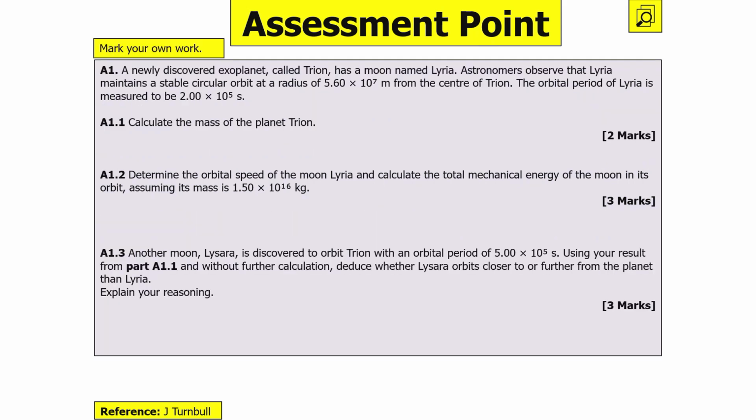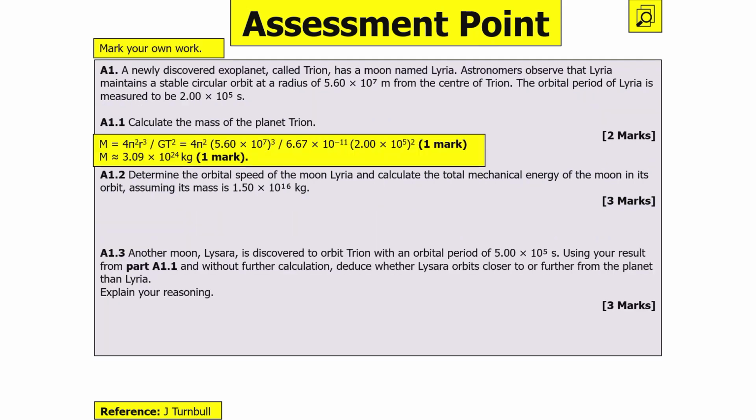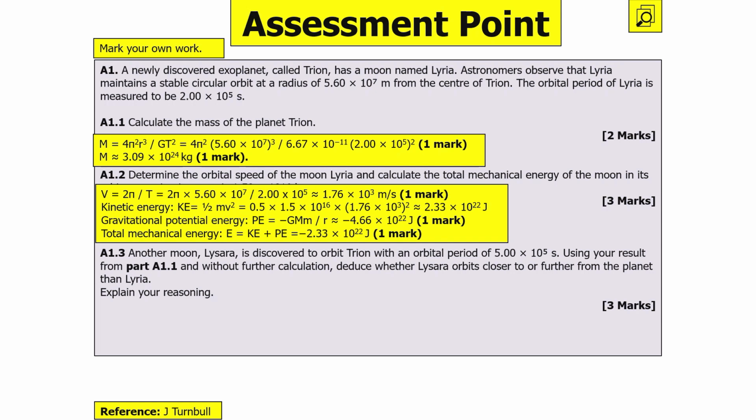Right, in our first one, we can rearrange the equation which comes with Kepler's third law of orbital motion to say M is equal to 4 pi squared r cubed over G T squared. Pop in all the values, and when you work it through, M is equal to 3.09 times 10 to the 24 kilograms. We know that v is equal to 2 pi r over T. So when we work out our value, we get it to be 1.76 times 10 to the 3 meters per second.